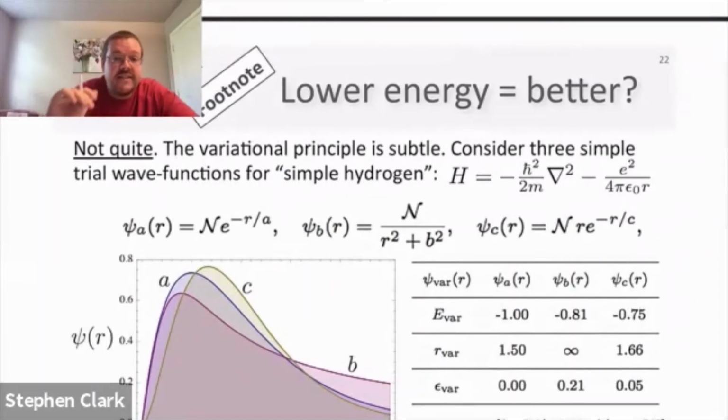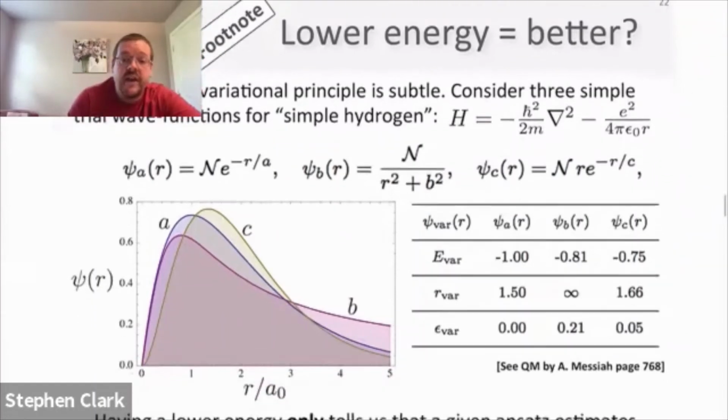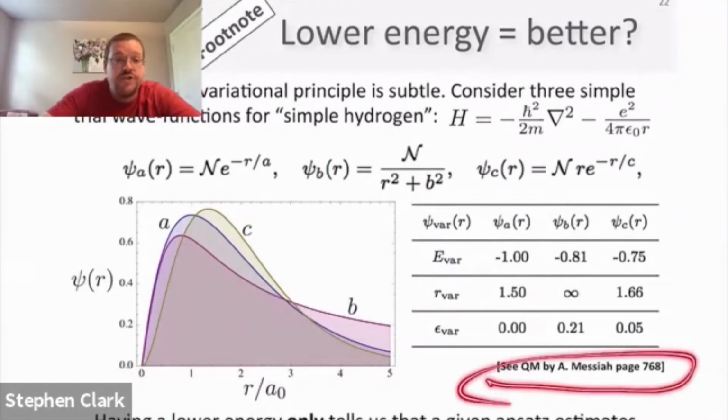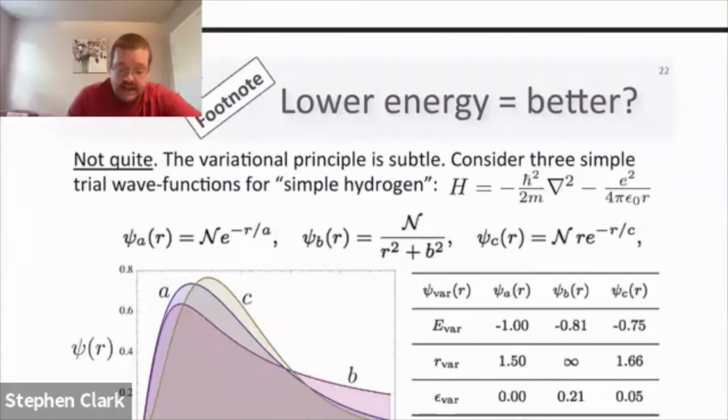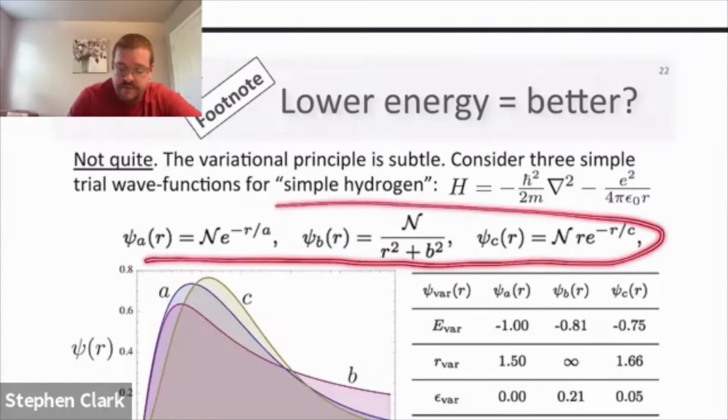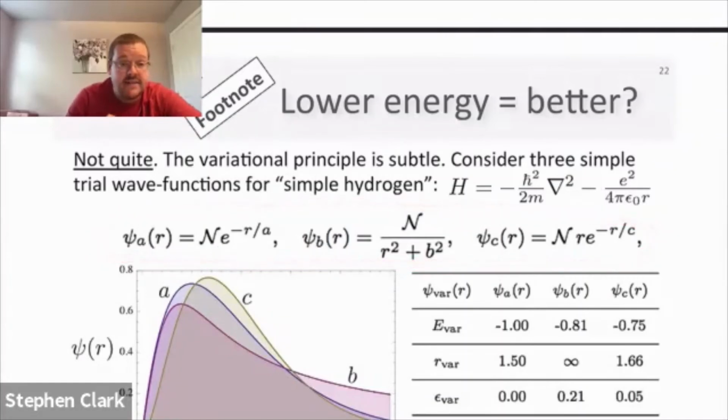Not quite. And there's a really nice example of this in the quantum mechanics book by Messiah on page 768. He considers the hydrogen atom, and he considers 3 different wave functions, different ansatz, A, B, and C. A is effectively the exact answer. It's an exponential decay radially for the ground state, which has an S wave, so it has no angular dependence. So A actually contains the ground state if you optimize the value of A.